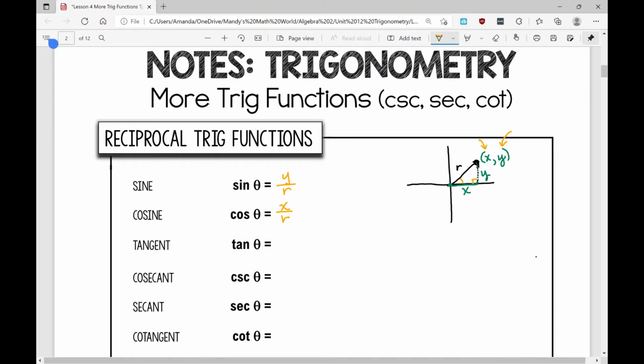And then the tangent of theta is y over x. So these are things that you need to memorize. Okay, these are the trig functions, y over r, x over r, y over x. Those are my trig ratios. And now we're going to add cosecant, secant, and cotangent. And these are called reciprocal trig functions.